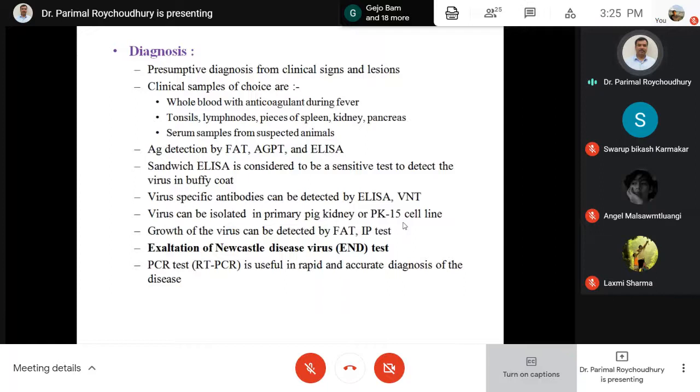That is what is called the INAT, exaltation of Newcastle disease virus. However, this is not a common practice, and I at least could not see this test in recent times.